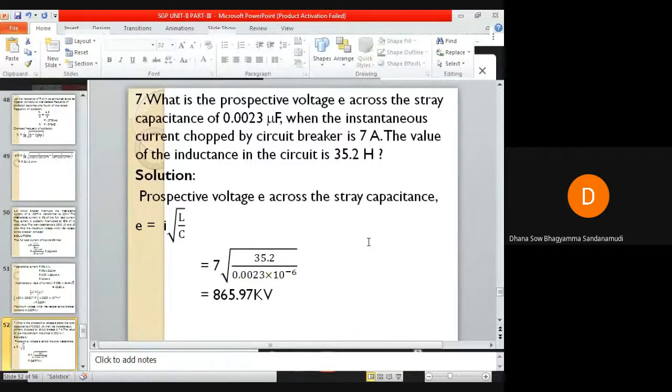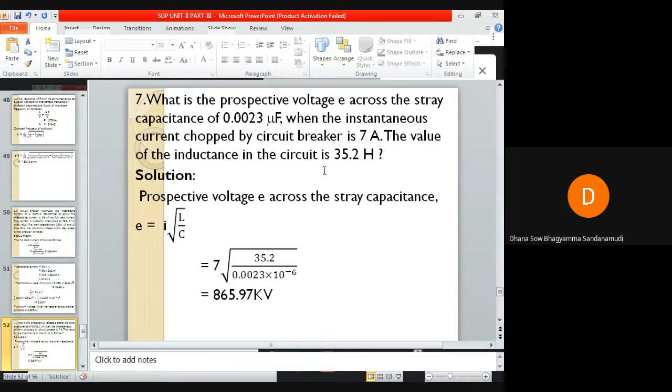The next problem is to determine the prospective voltage. What is the prospective voltage E across the stray capacitance of 0.0023 microfarad when the instantaneous current chopped by the circuit breaker is 7 amperes? The value of inductance in the circuit is 35.2 Henry. Stray capacitance is given. You know what is meant by stray capacitor. Where is the stray capacitor connected in the equivalent circuit? If you have attended my classes, you might be remembering.